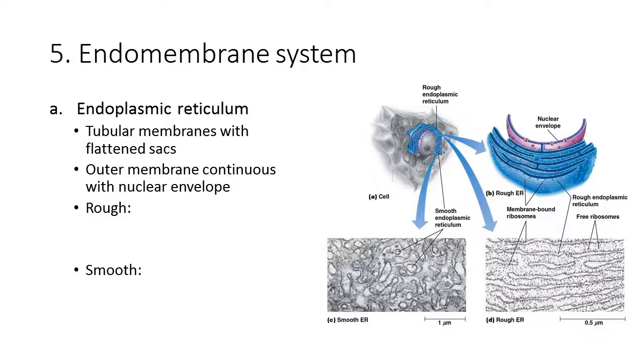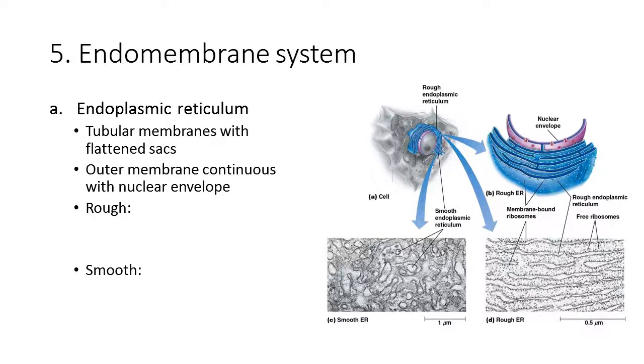The fifth organelle actually contains several organelles within this. So we're going to call the overall thing the endomembrane system. And then the first part of that is the endoplasmic reticulum. So endoplasmic just meaning in the cytoplasm, and reticulum meaning network. So it's this network of membranes that we find in the cytoplasm.